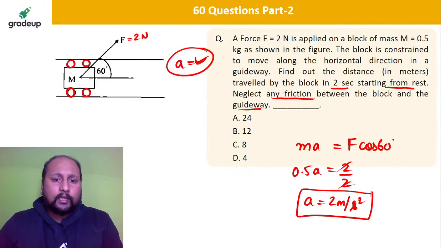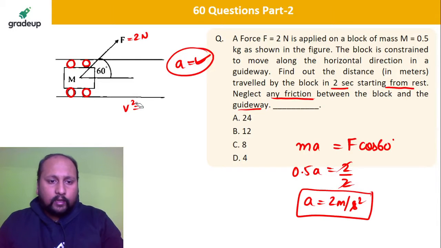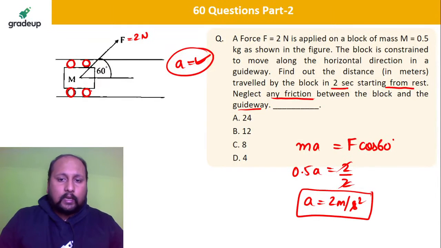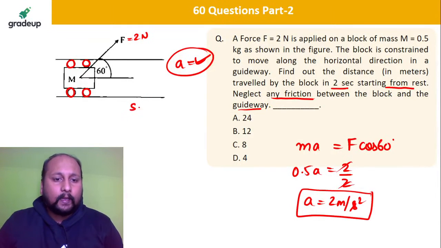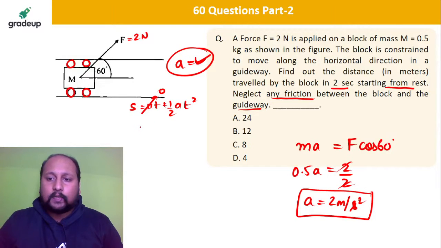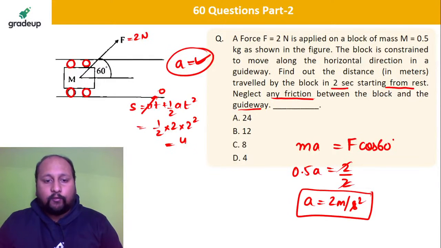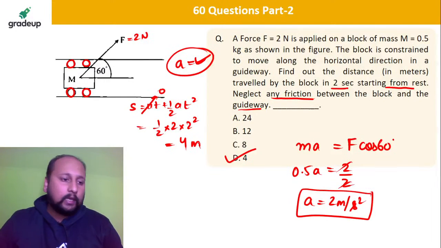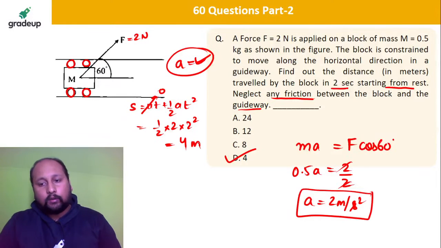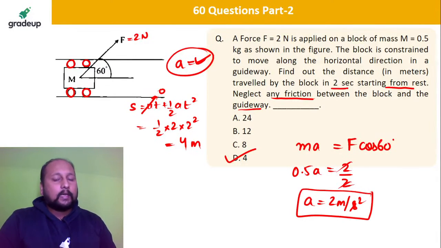So you got acceleration. Use any equation. Let me go for the simple equation, S equal to ut plus half at square. Initial velocity is 0. S you have to calculate: half into 2 into 2 square. So this will be 4 meter. Option D. Simple question, just concept clarity.